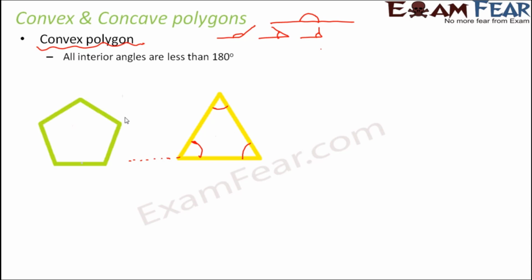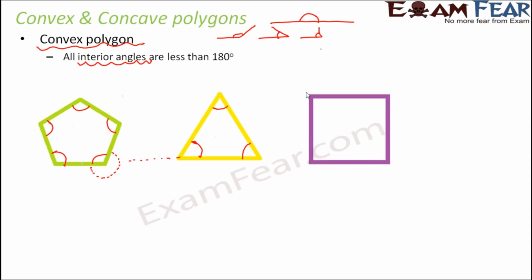Look at this pentagon. So what are the interior angles? This, and this. Now look at any of them, they are all less than 180 degrees. Now, an example of an angle which is more than 180 degrees: when you look at this angle, for example, this angle is more than 180 degrees. Right? But in this case, we are talking only about the interior angles, and all interior angles are less than 180 degrees.